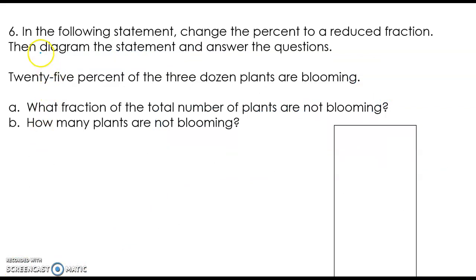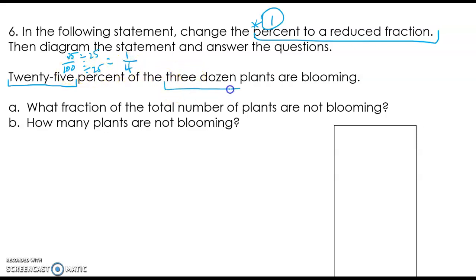All right, another diagramming problem. In the following statement, change the percent to a reduced fraction. This is like step 1, okay? Then diagram the statement and answer the question. So I have 25%, so 25 per 100, and then I reduce it, and I get 25 goes into 25 once, 25 goes into 100 four times. And 3 dozen plants. So this is going to be 3 times 12, which is 36.